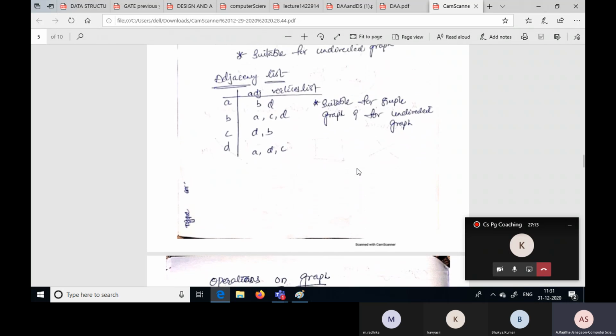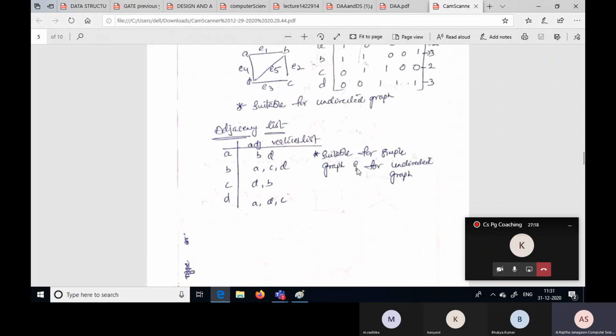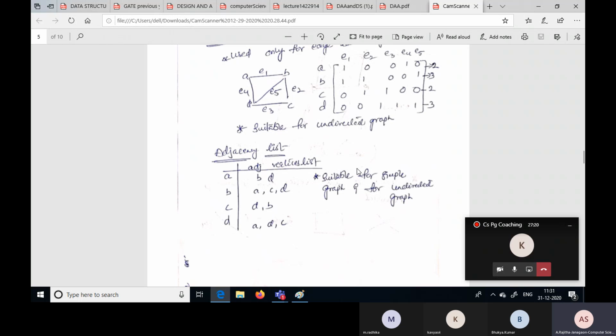So see here, this is some graph. In this case, what do we have in the adjacency list, for this example only? Look at this example: however many vertices there are, that many lists there are. That means A, B, C, D.